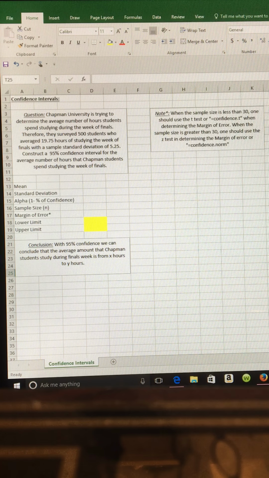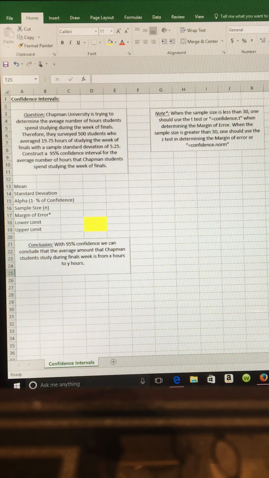Today we will be going over confidence intervals. Confidence intervals are ranges that let one know what percentage of confidence they have when analyzing their mean or average from their statistic. In our example today, Chapman University is trying to determine the average number of hours students spend studying during the week of finals.